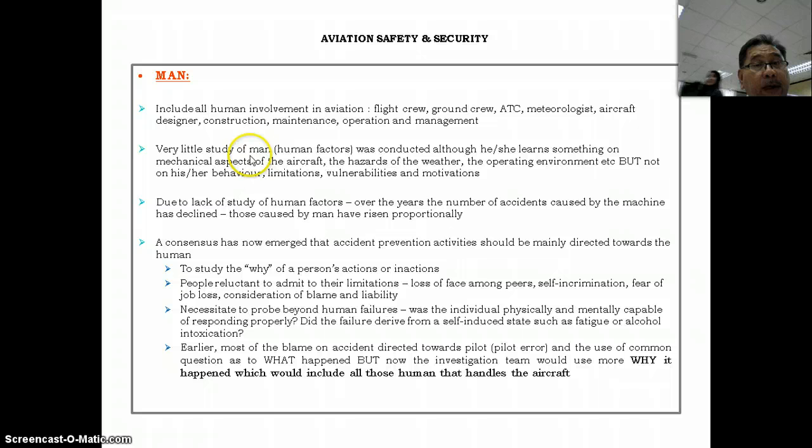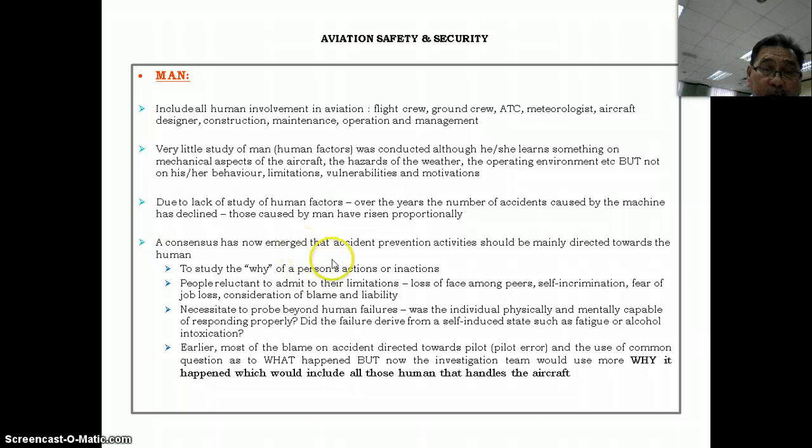Very little study of man or human factor was conducted, although he or she learned something on mechanical aspects of the aircraft, the hazards of the weather, operating environment, etc., but not on his or her behavior or limitation, vulnerability, and motivation. These are all for the study of man. Now, due to lack of study of human factors, over the years, the number of accidents caused by machine has declined. Those caused by men have risen proportionately.